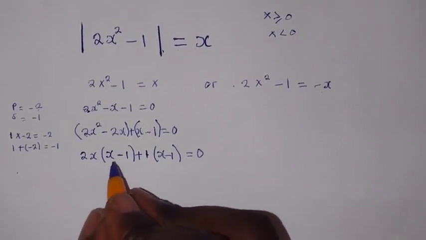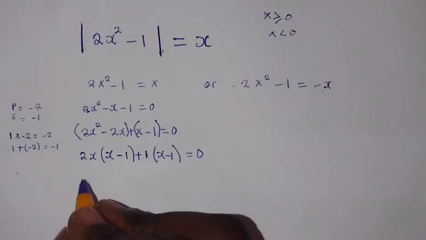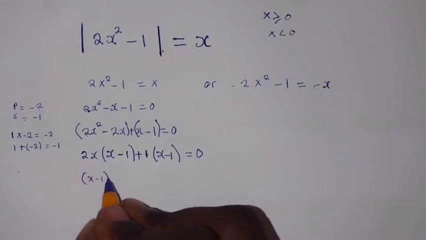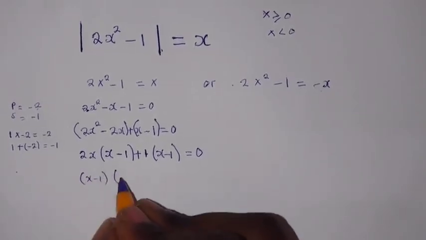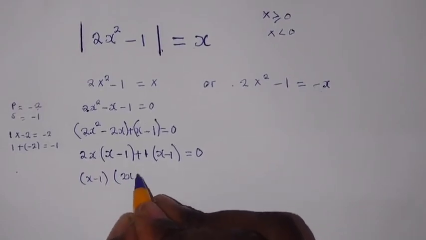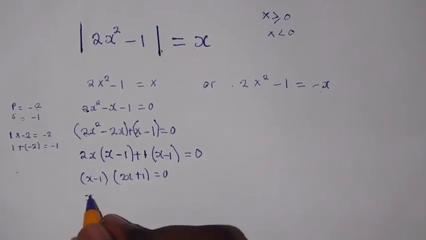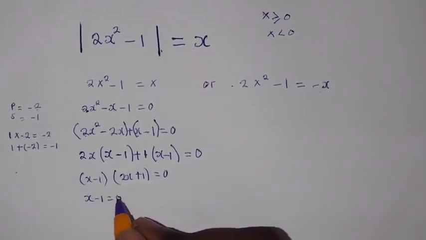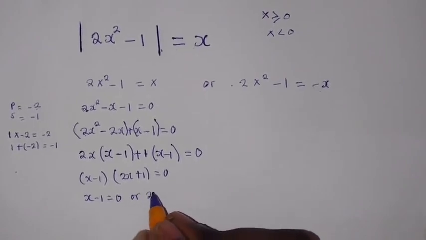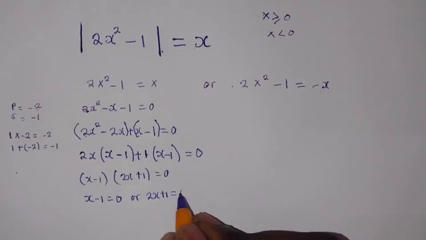From this stage, we have x minus 1, x minus 1. We can just pick 1, x minus 1 in brackets. Again, we pick 2x plus 1, equal to 0. So we can equate x minus 1 is equal to 0, or 2x plus 1 is equal to 0.